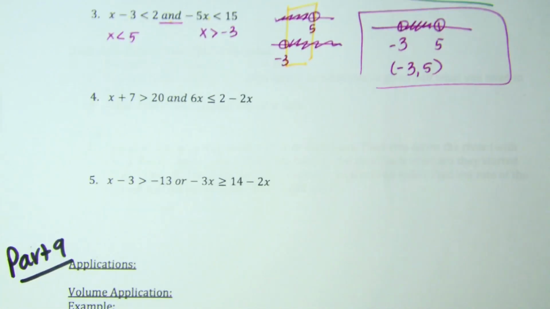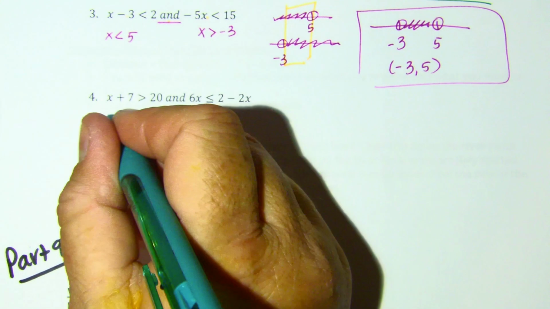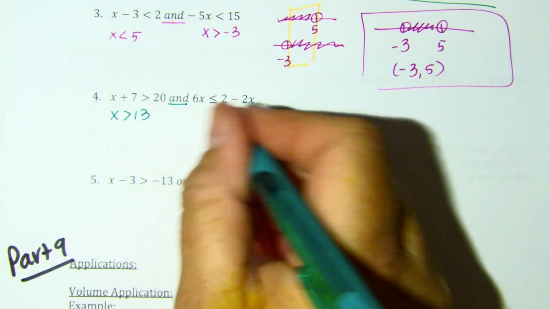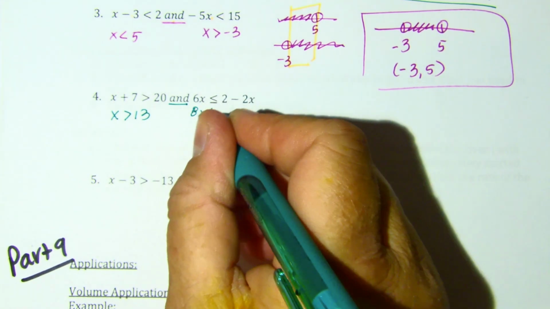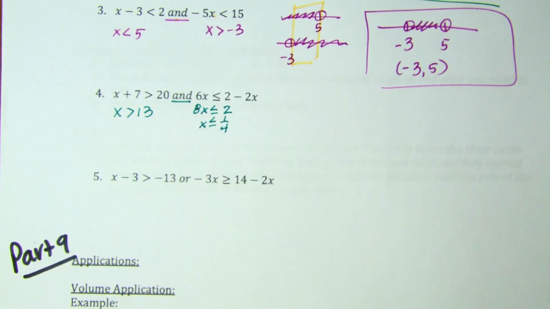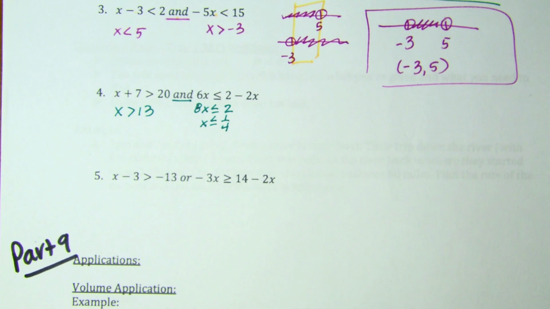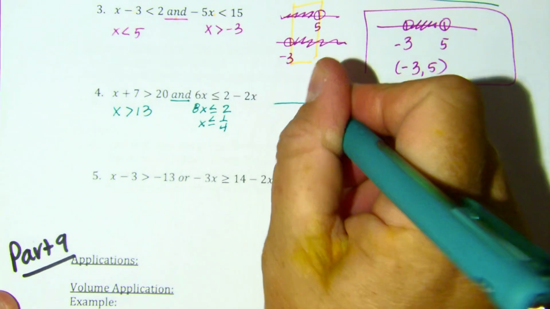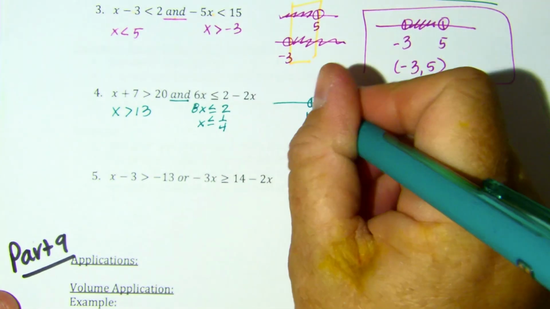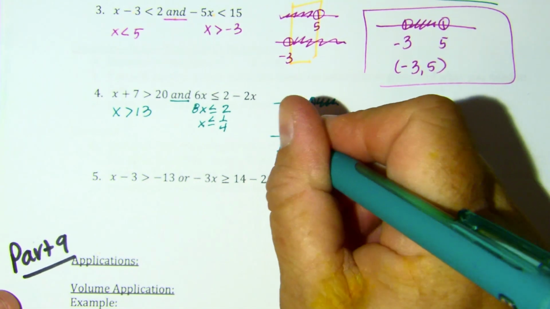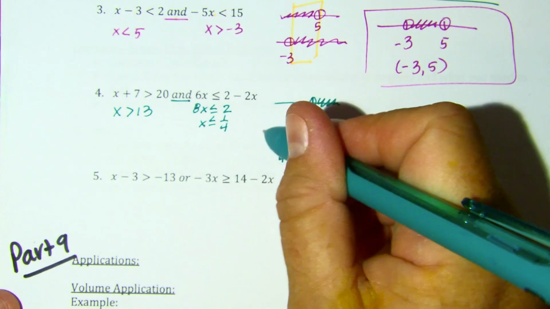2 more. Next one, going ahead and subtracting 7, x is greater than 13, and adding 2x here, we have 8x is less than or equal to 2, dividing by 8, x is less than or equal to 1/4. And it doesn't make it any harder that this is a fraction. We just need to know that 13 is bigger than 1/4 when we line up our graphs here. So I have 13 would be an open dot, x is bigger than 13, and then 1/4 closed dot because of the line underneath, and x is less than that.